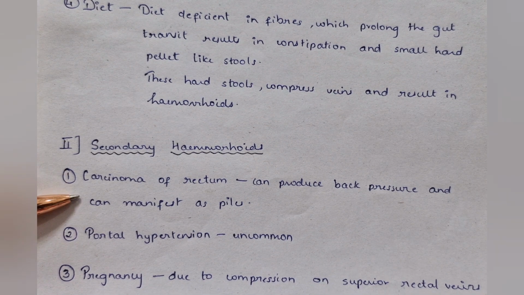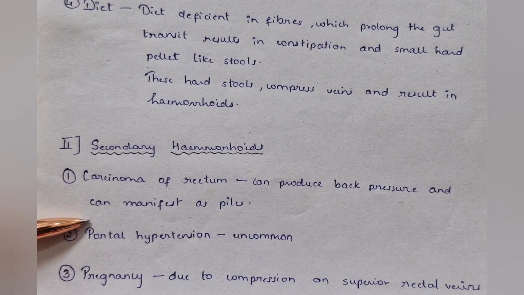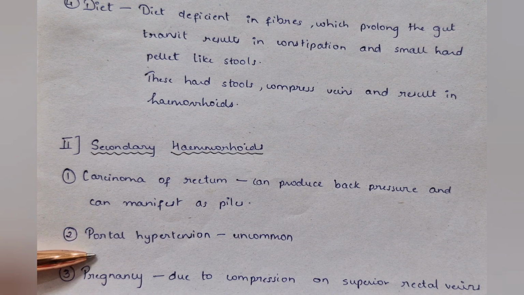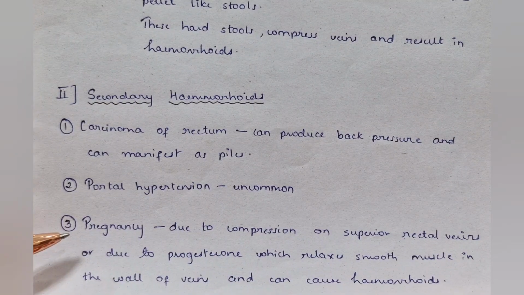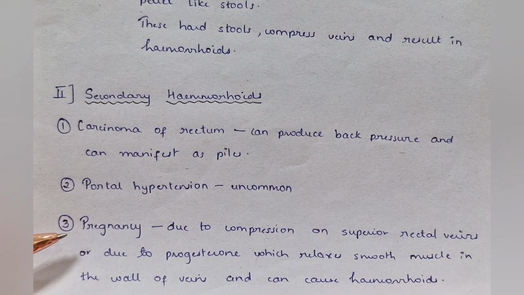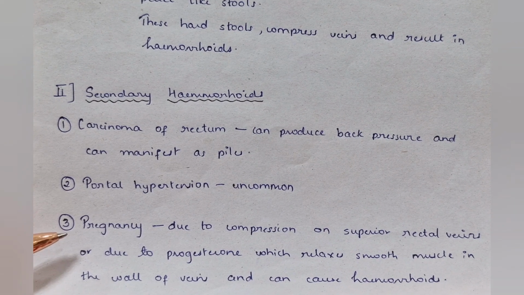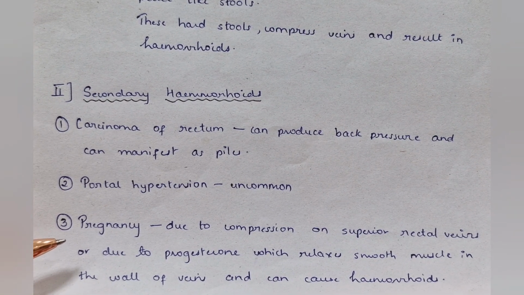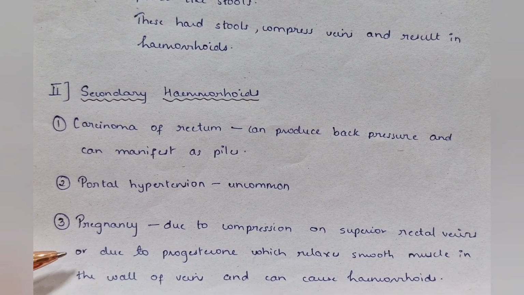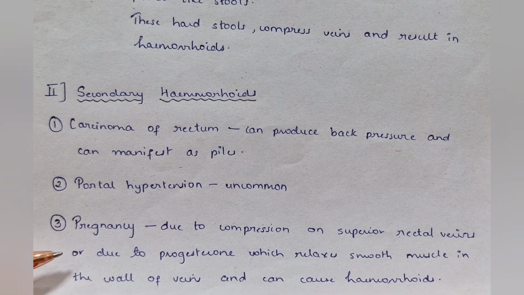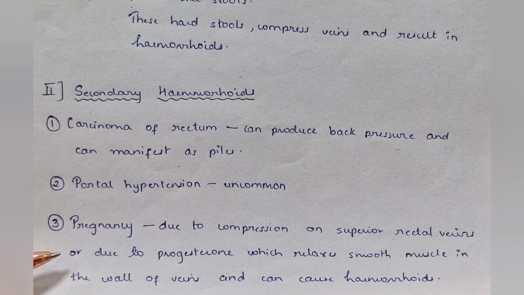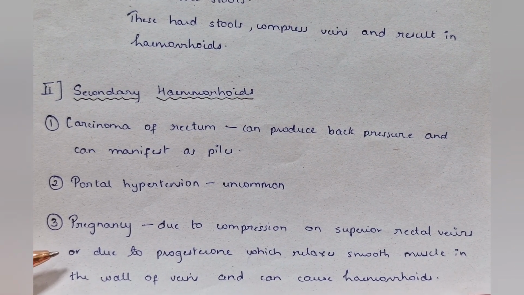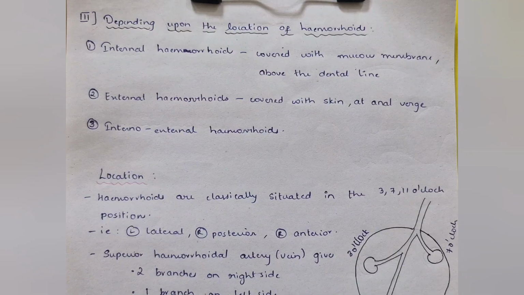Under this, we have carcinoma of the rectum, which can produce back pressure and can manifest as piles. Portal hypertension, it is uncommon. Thirdly, also seen in case of pregnancy due to compression on the superior rectal veins or due to progesterone, which relaxes the smooth muscles in the wall of veins and can cause hemorrhoids.